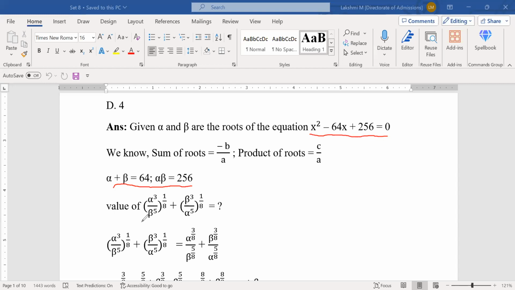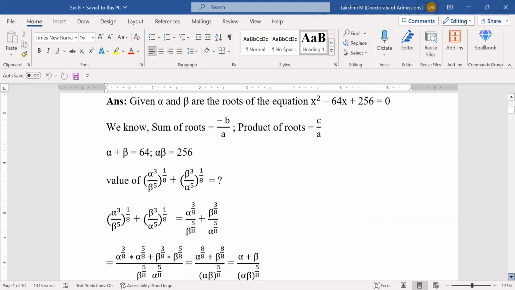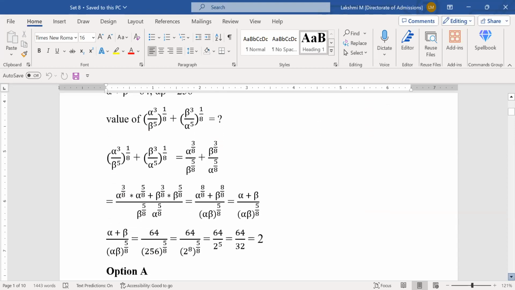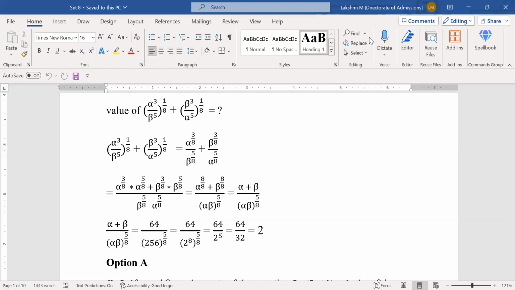Now, you have to find the value of this. What you can do is simplify it so that you have everything in the form of alpha plus beta and alpha beta. Whenever you encounter these types of questions, find the sum and the product of the roots, and then simplify whatever is given in the question. So here, the first part will be alpha raised to 3 by 8 by beta raised to 5 by 8 plus beta raised to 3 by 8 by alpha raised to 5 by 8.